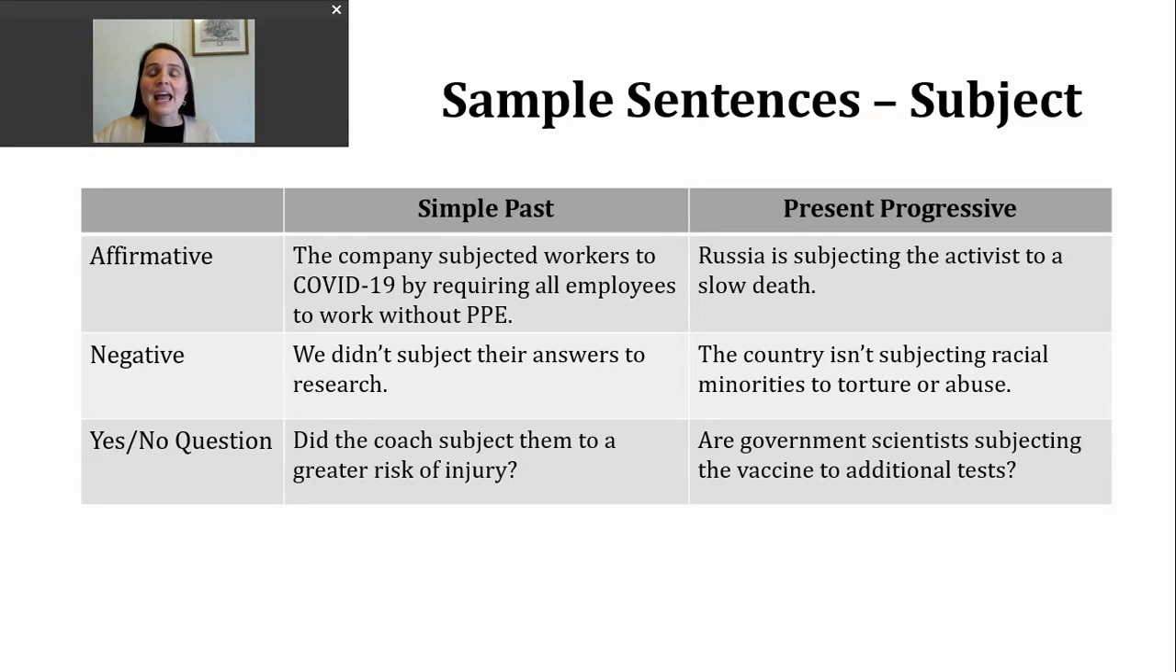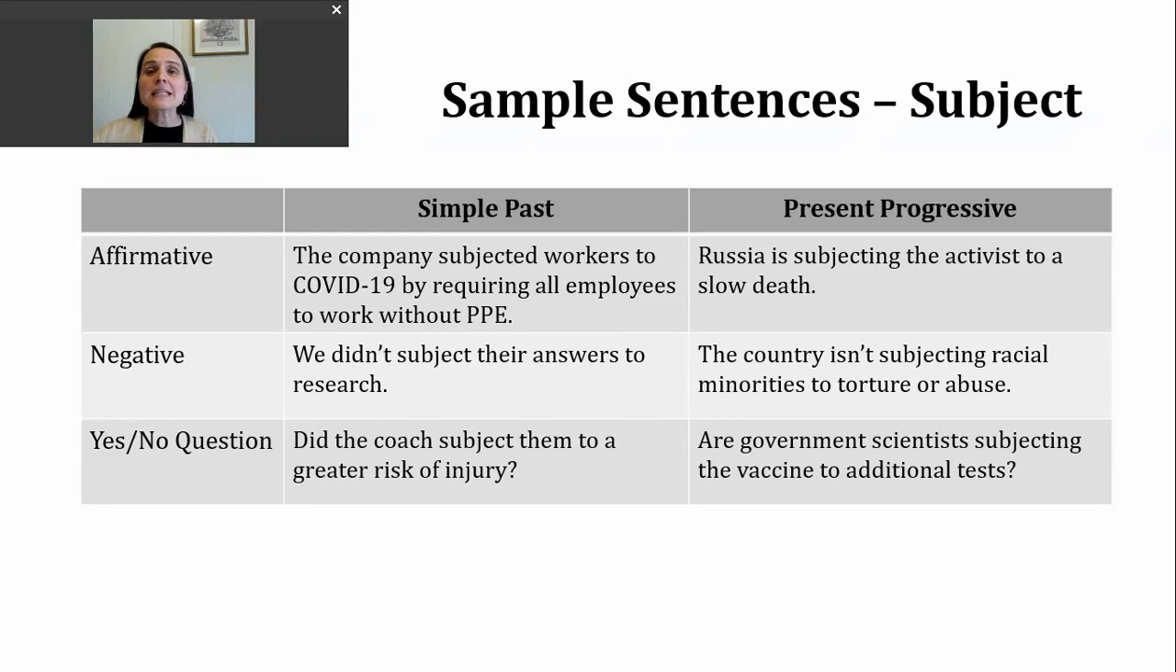ago. If I want to make a negative simple past tense sentence, I'm going to use did not and then the base verb. So notice I'm not using the ed form in the negative. Here's another example. We didn't subject their answers to research. So the treatment here is sort of a lack of treatment. We didn't do additional research.